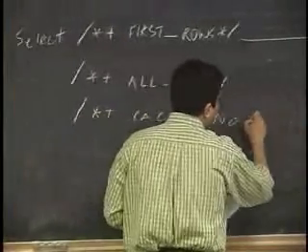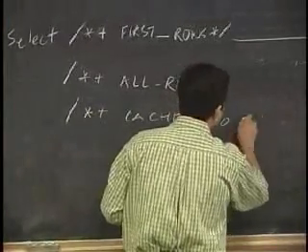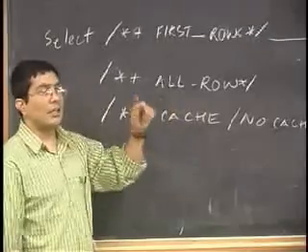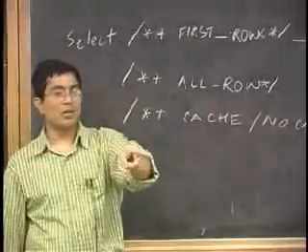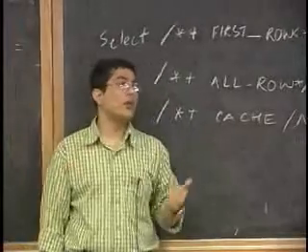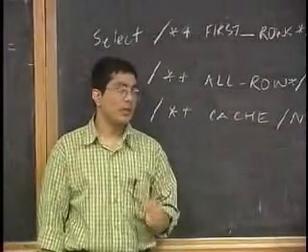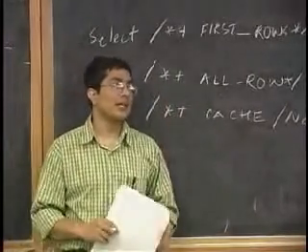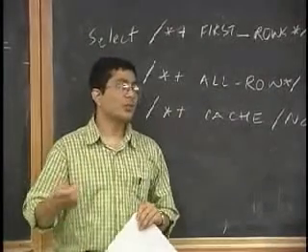Cache or no cache, whichever way. No underscore or no cache. Either we'll look in this book, or we'll get into the Oracle manual, and we'll make this thing as a list that you can use.